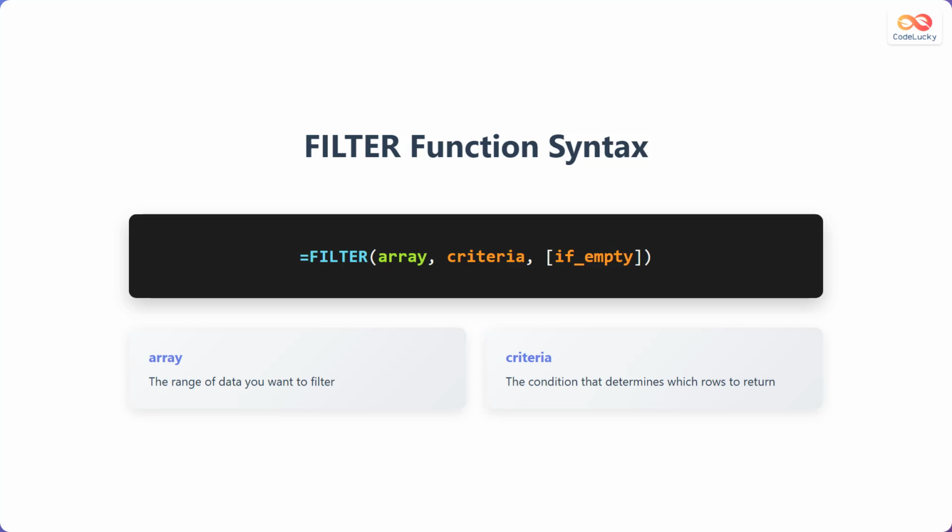Let's break down the syntax of the filter function. The syntax is =FILTER(array, criteria, [if_empty]). The array parameter is the range of data you want to filter. The criteria parameter is the condition that determines which rows to return. The if_empty is an optional parameter where you can specify what to display if the filter returns an empty result.